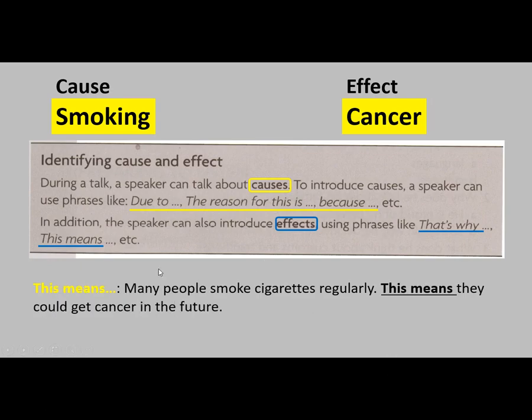Another example is with this means. Many people smoke cigarettes regularly. This means they could get cancer in the future. So this is how we talk about cause and effect relationship with these 5 linkers.